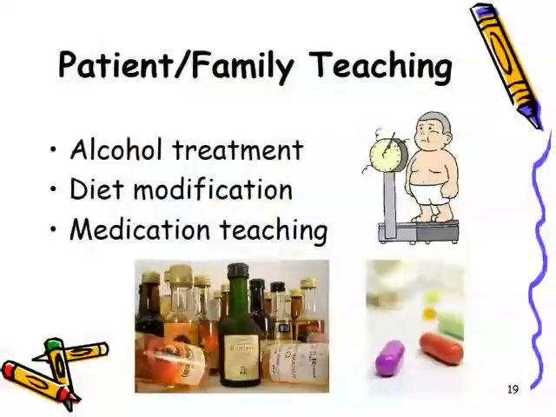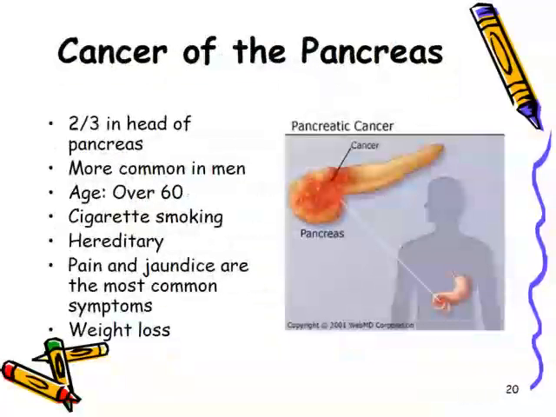Teaching for that patient and family would be, of course, getting that patient into an alcohol treatment program, the diet changes and modifications that we mentioned on an earlier slide, and to teach that patient about the medications they'll be on, and that those pancreatic enzymes are typically taken about an hour or so before the patient eats, or they can take them right with the meal, but it needs to be taken so that they will digest the food properly. Patients that have had chronic pancreatitis are at risk for developing cancer of the pancreas.